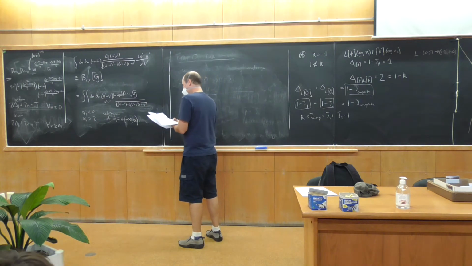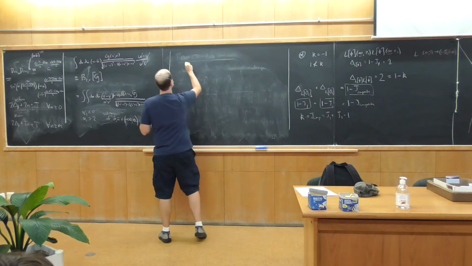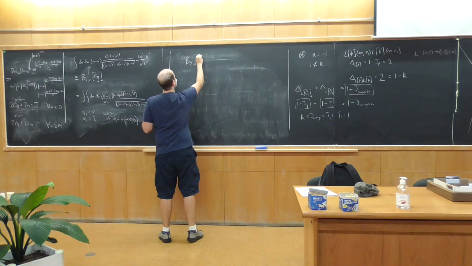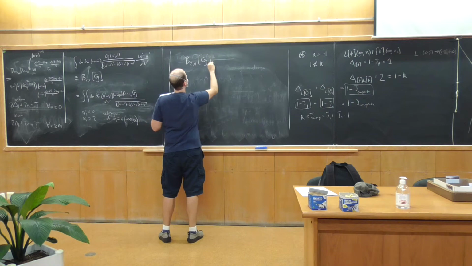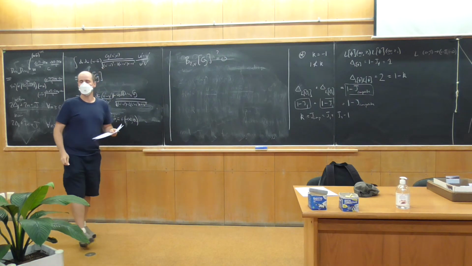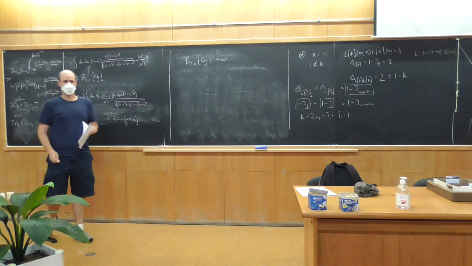Although that is not quite true, as I'll say in a moment. So the sum rule that we think we get is b2v of g is 0. And I'll leave a question mark there because there's a problem that we still haven't solved. Okay?